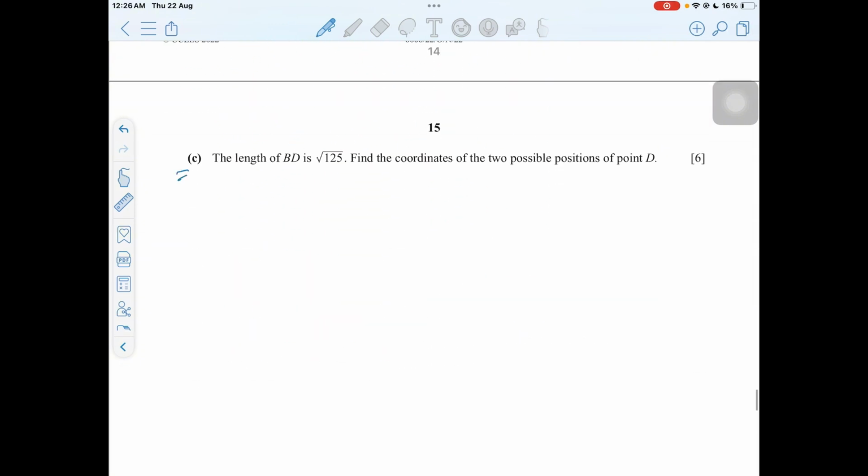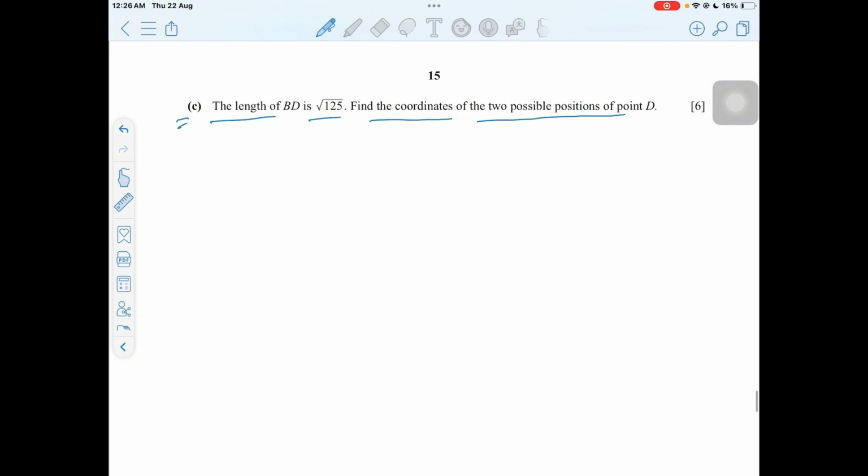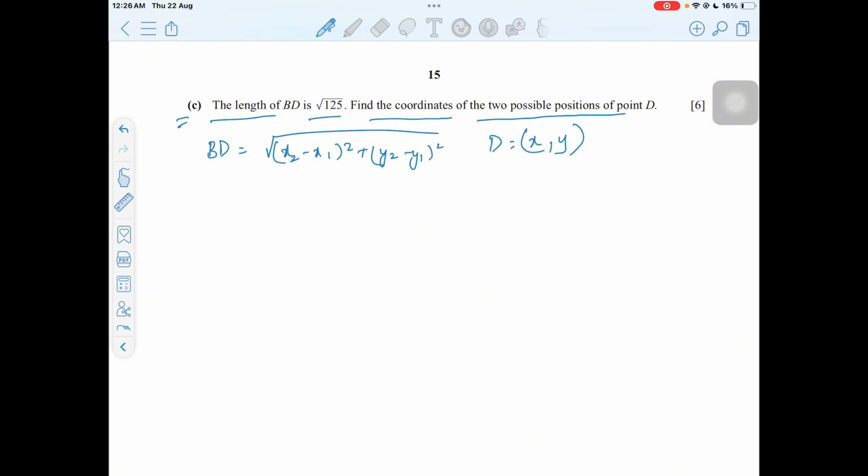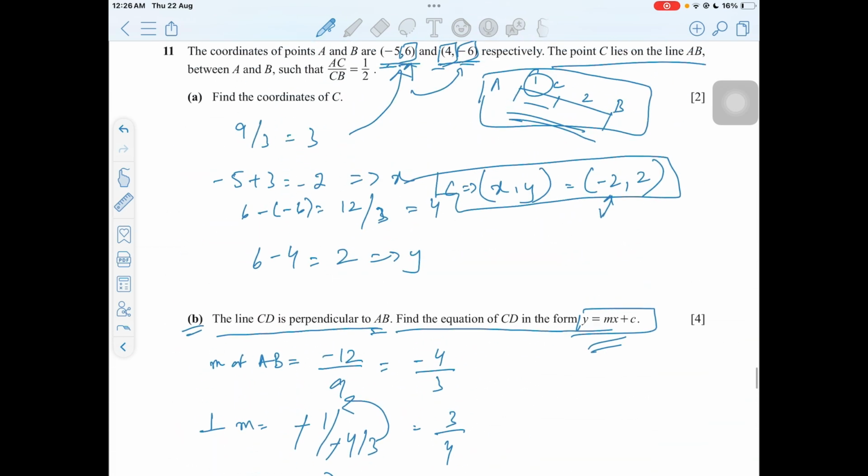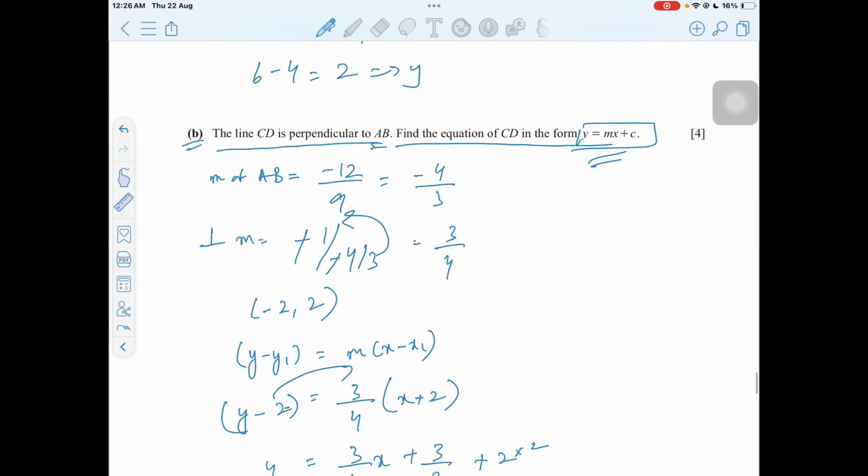Now moving on to part C, we have the length BD is root 125. Find the coordinates of the two possible positions of point D. We have to calculate the position of point D. So the length of BD is calculated by root of x2 minus x1 whole squared plus y2 minus y1 whole squared, right? We can take x2 or y2 or anything, right? So we can take D as x comma y, right? Our BD is given as root 125 is equals to root. We are given B. Let's just write this B as 4 and negative 6.